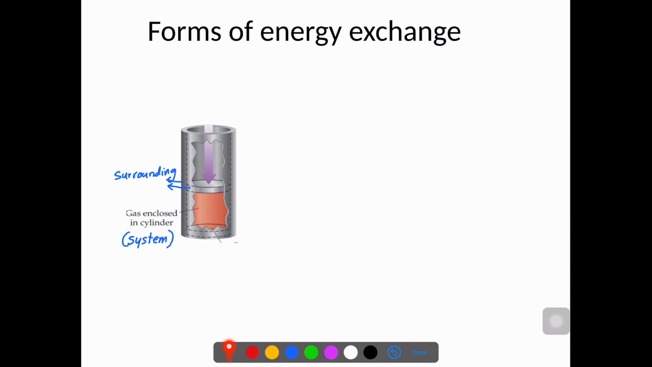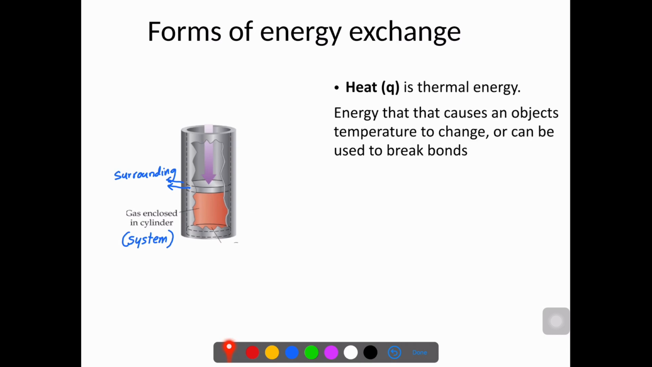All right, now back to our main question. How does this gas change its internal energy? Well, it can give it off in the form of heat. Heat is nothing but thermal energy. So how do you know that it has given off its internal energy in the form of heat? Well, its temperature will change. Heat is a form of energy that causes the object's temperature to change. It can also be used to break bonds. So if you see a change in temperature of this gas, then you can conclude that the internal energy has gone down and it has been released in the form of heat. So you can say the energy is released in the form of heat.